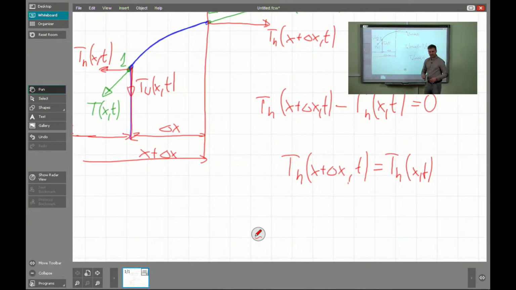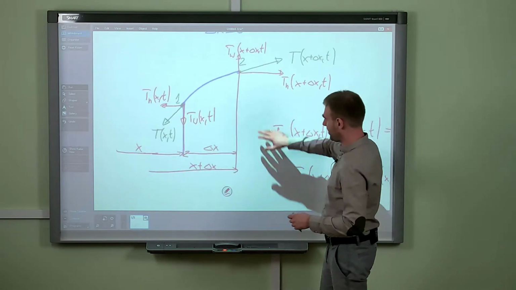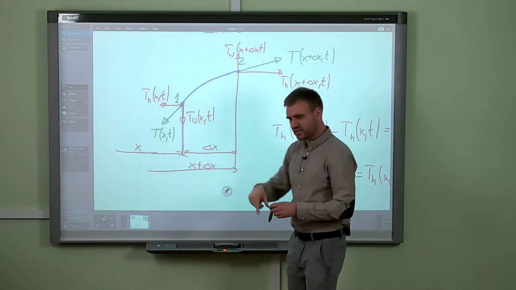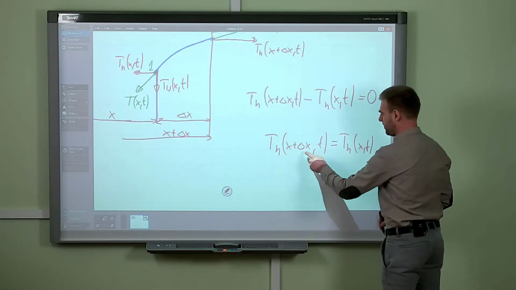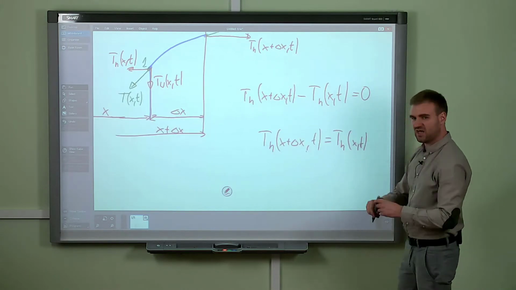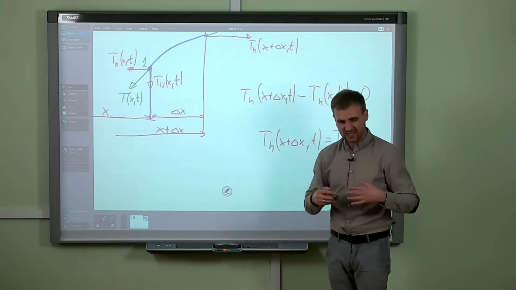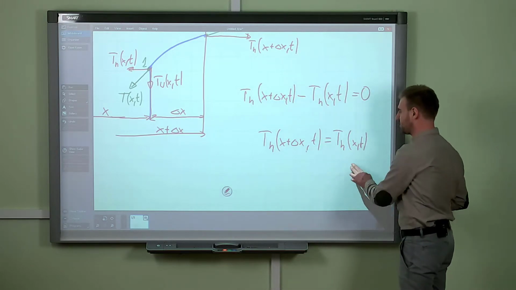is equal to T_H at x and t. It means that wherever we take the point of consideration, we will get that T_H at the point x plus delta x will be exactly the same as T_H. The horizontal force is a constant, an invariant of that dynamic system.